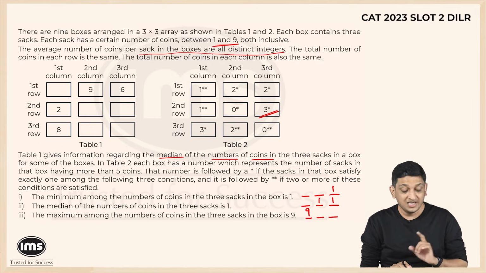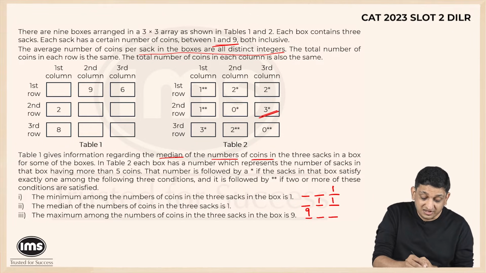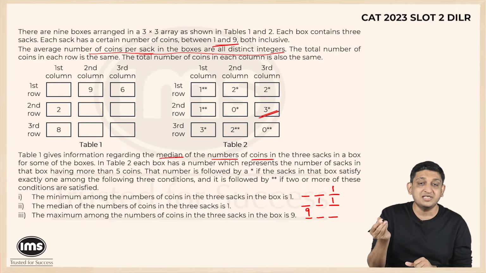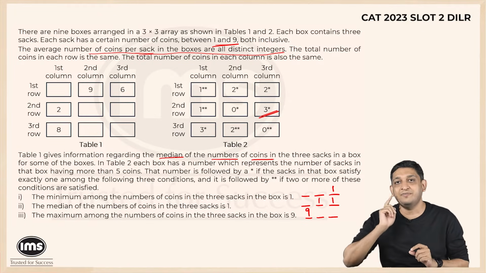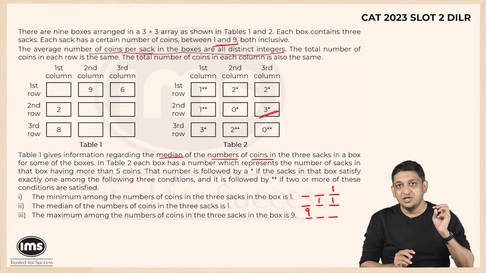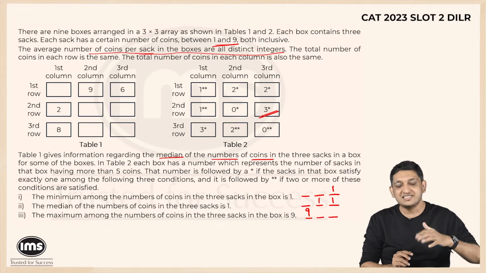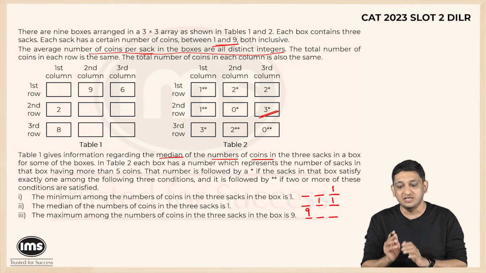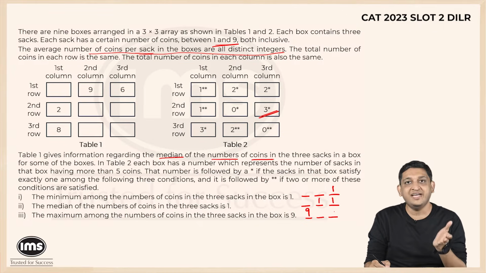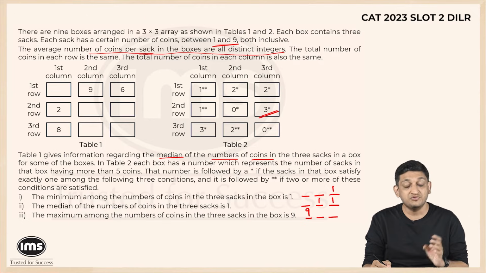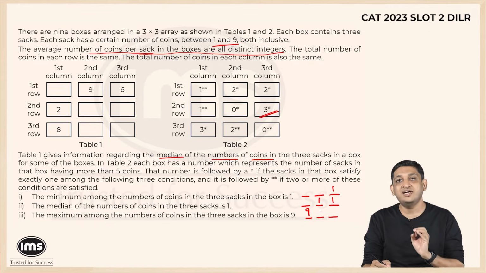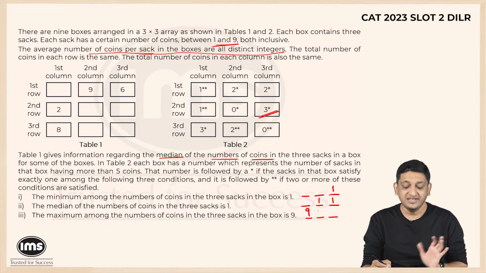But the problem is, we know that the average number of coins per sack in the boxes are all distinct integers, which means the totals have to be multiples of 3, as I mentioned earlier. The lowest possible value is 3, then 6, then 9, then 12 for the total. So there is no way that you can have a 9 1 1, because then the total will be 11, which will not be a multiple of 3, which will not give us an integer when it comes to the average of the coins inside the sacks, right? So that is basically what is known to us.